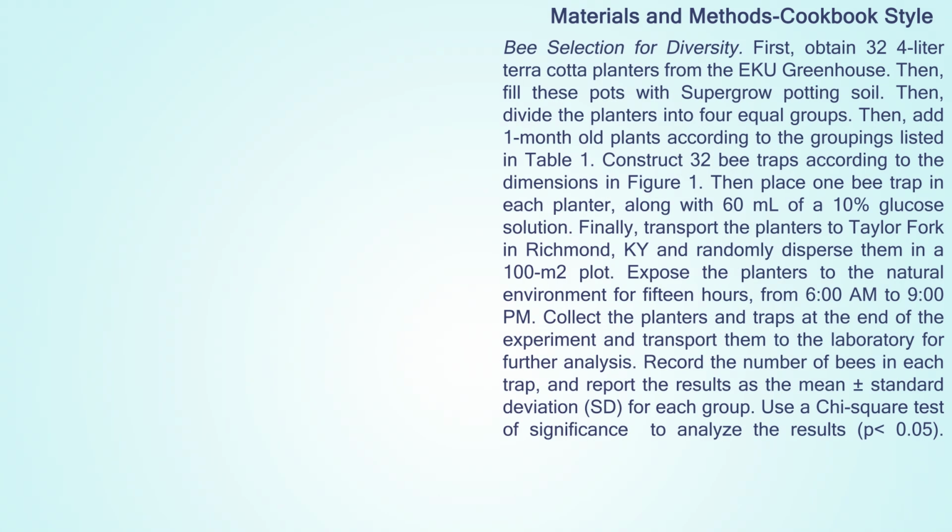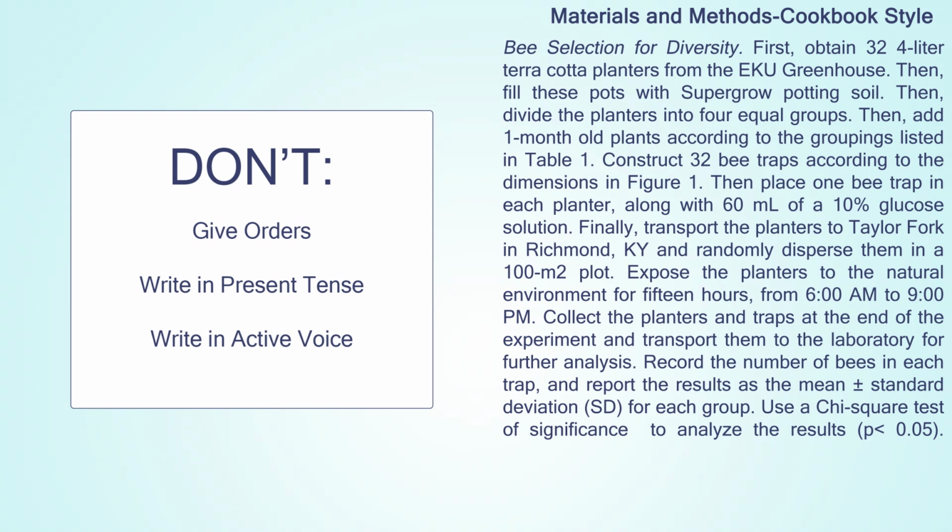What you should not do is give the reader orders. Write in present tense and write in active voice. Remember, the methods are written in past tense because the study has already been completed. Now you are simply telling the reader what you did in the past.